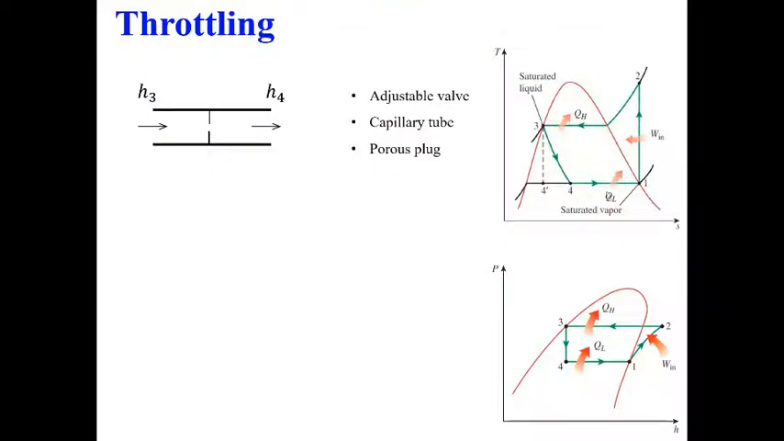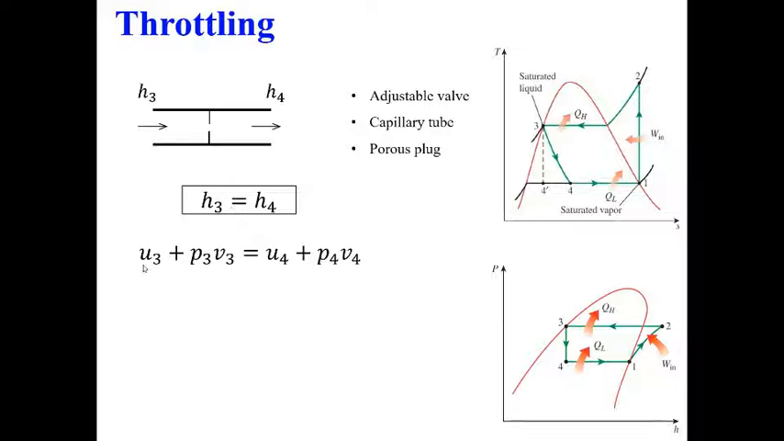Moving on, let us also now talk about the throttling process. So throttling can be done using an adjustable valve, needle valve, or we can have a capillary tube or porous plug. So basically, you can think of it as having a constricted passage. So fluid passes through this constricted passage. Okay, this 3 to 4 is what we are talking about. Now the basic assumption is that enthalpy remains constant. So the enthalpy at 3 is the same as at 4.